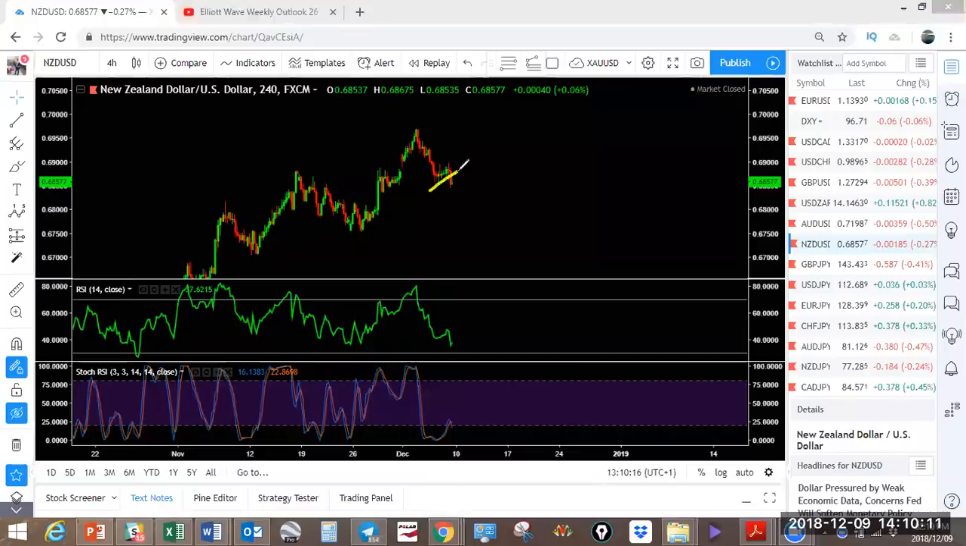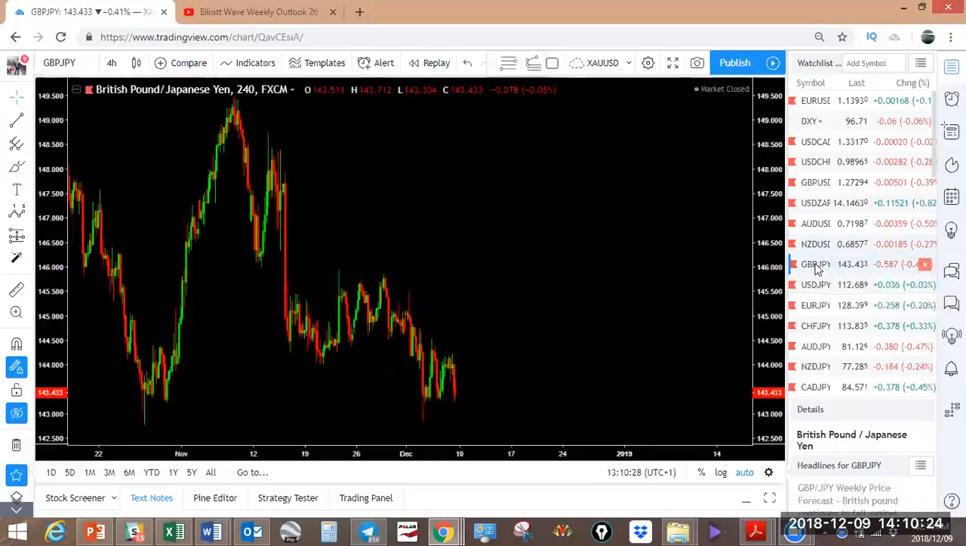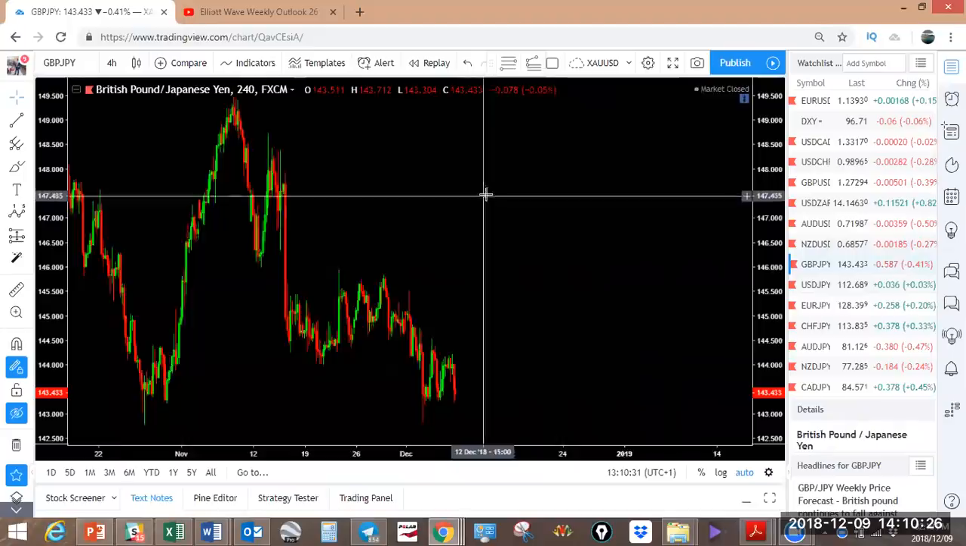Right, so you wait for this flag. Looks a bit too small, but we're still looking more downside on New Zealand as well. Same as with Aussie US dollar. All right, so let's look at the pound pairs. Look at all the pairs that we looked at last week.